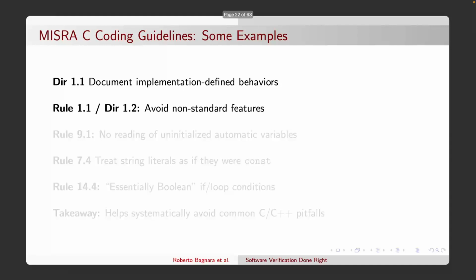Rule 1.1 and Directive 1.2 say to stick to the standard version of the language, avoiding extensions as much as possible. Rule 9.1 is to rule out a very important source of undefined behavior, which takes place when we read automatic variables that are not initialized.